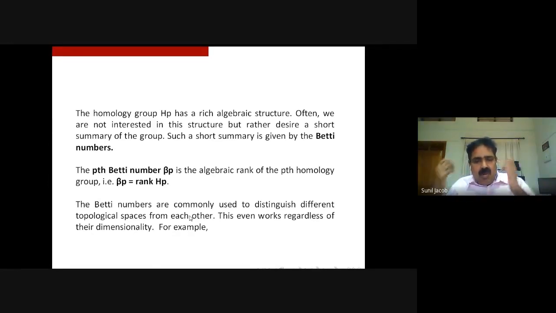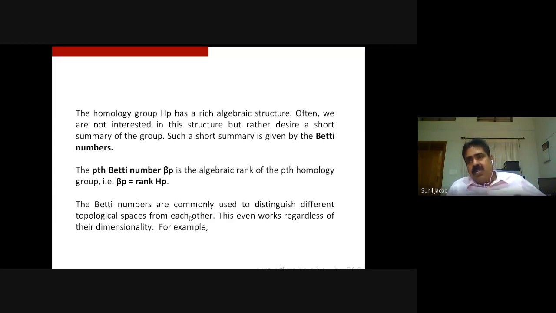In fact, the Betti number of the homology group HP is nothing but the algebraic rank of that pth homology group. What do we mean by algebraic rank? Algebraic rank is the cardinality of the smallest subset which can generate that group. That is by definition the algebraic rank of a group. So you find the cardinality of the smallest subset which can generate that particular group, and that will be considered the Betti number. That is the definition of the Betti numbers.